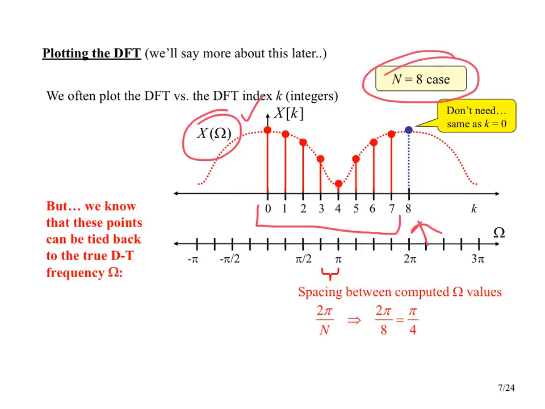So we often plot this. Some people plot it on the k-axis. I hardly ever do that. We can tie this k back to the appropriate omega axis by using our formula for where the omega points are, which would just be 2 pi over n is our spacing, and so we just take that number times the appropriate k to find out what the actual omega value is for that point.